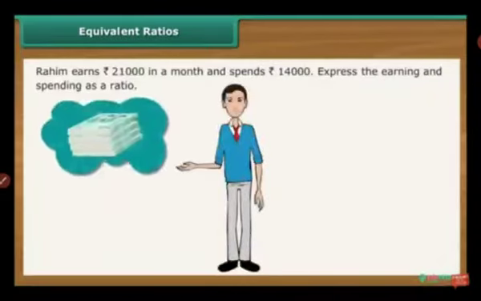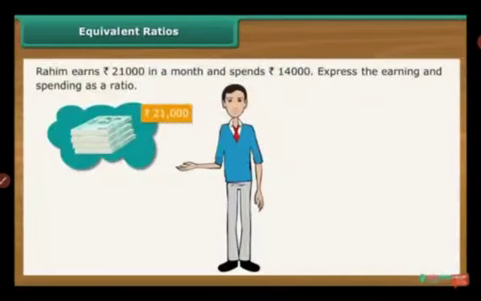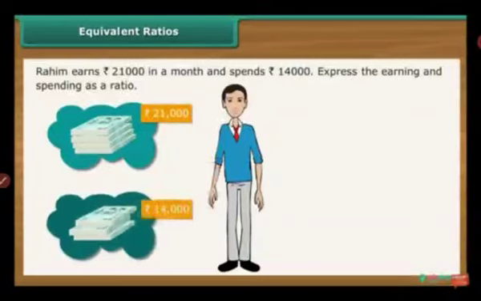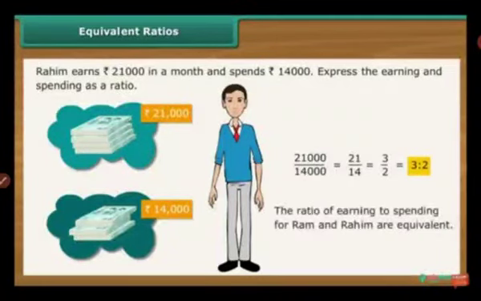Rahim earns rupees 21,000 in a month and spends rupees 14,000. Express the earning and spending as a ratio. 21,000 by 14,000 is 21 by 14, which, when reduced to lowest term, is equal to 3 by 2 or 3:2. It means that out of every 3 rupees earned, Rahim also spends 2. The ratios for earning to spending for Ram and Rahim are equivalent.